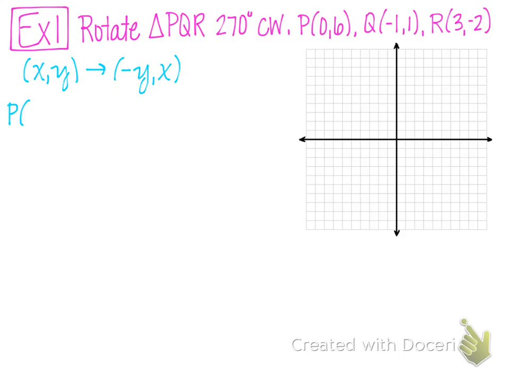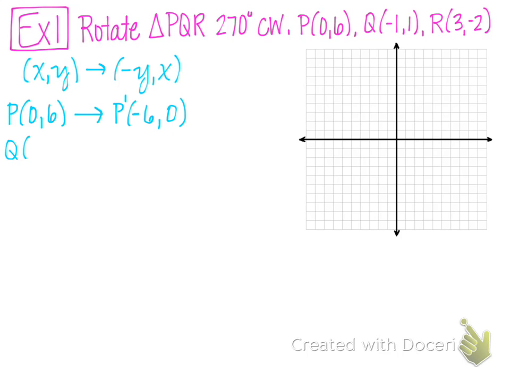P is originally at (0, 6). So P prime, what we do is we flip them and we change the sign of the old y, which is now the new x. So we're talking about changing the sign of this 6. So now it's going to be a negative 6. That's P prime.